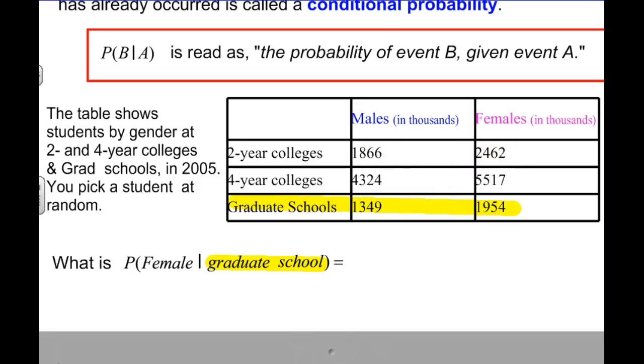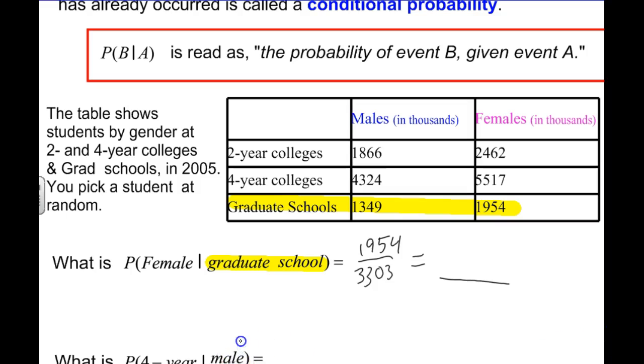So when we look at probability, this is going to be total outcome. So if you add these two numbers up, let's see, I think that's 3,303 when I add up those two numbers. That's the grand total of all the graduate school students. And then how many of those 3,303 are females? That would be 1,954. And then you would type that in your calculator and you would get the probability of that answer. And so I'll let you do that, type it in on your own.